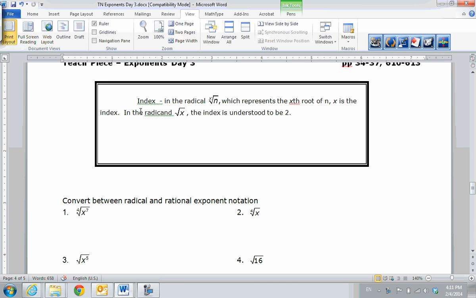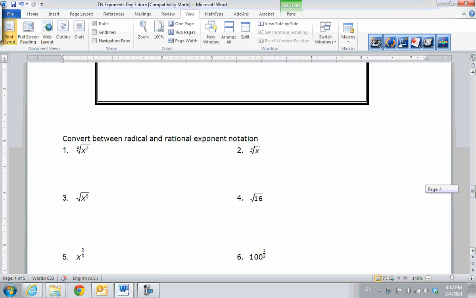First thing we need to identify is what the index is. The index is this little number right here, the x. So on 1 and 2, the index is 4. Now on any square root, so here, square root of x, the index is 2. If there's not a number there, it's 2. So for 3, square root, the index is 2, and 4, same thing.